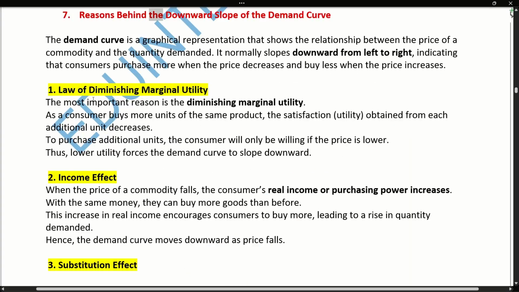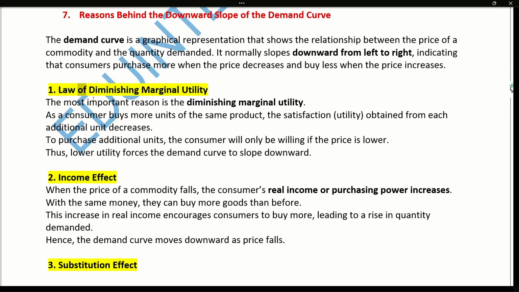Reasons behind the downward slope of the demand curve. The demand curve is a graphical representation that shows the relationship between the price of a commodity and the quantity demanded. It normally slopes downward from left to right, indicating that consumers purchase more when the price decreases and buy less when the price increases.